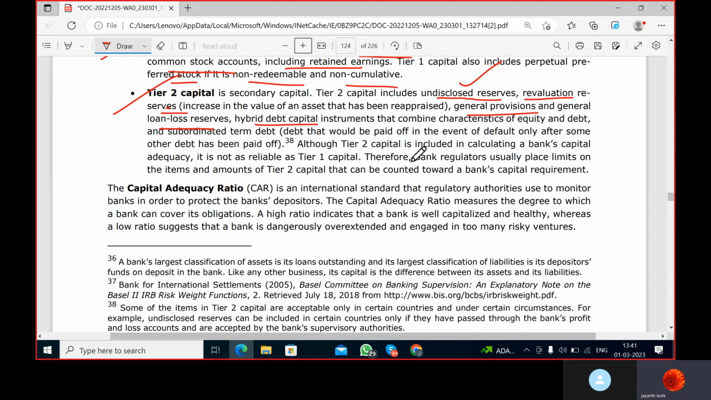Now, although Tier 2 capital is included in calculating a bank's capital adequacy, it is not as reliable as Tier 1 capital. So Tier 1 is the most important and most secured kind of capital for banks. Tier 2 is not that secured.